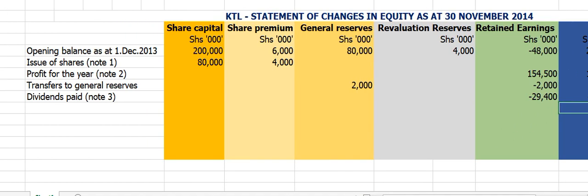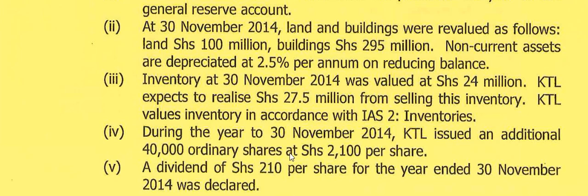Now the other item which you may find is all about the revaluation of non-current assets. We have to find out and see if assets were revalued, because whenever assets are revalued, there is likely to be a gain or loss on revaluation. So let us try to find out what happened. 30th November 2014, land and buildings were revalued as follows. Land 100 millions, then the buildings 295 millions. Non-current assets are depreciated at 2.5% per annum on reducing balance method.